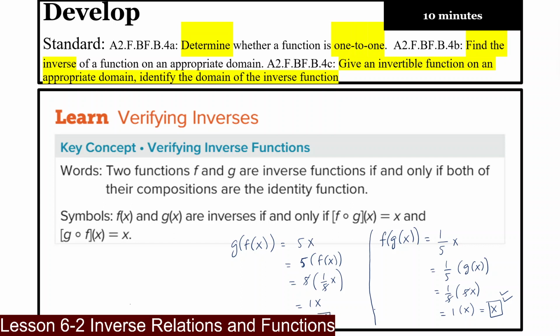So both f of g of x and g of f of x give you x as the result. So this means that f of x and g of x are inverses of each other. We verified it. Let me give you a minute to copy this, and then we'll do a couple examples together.